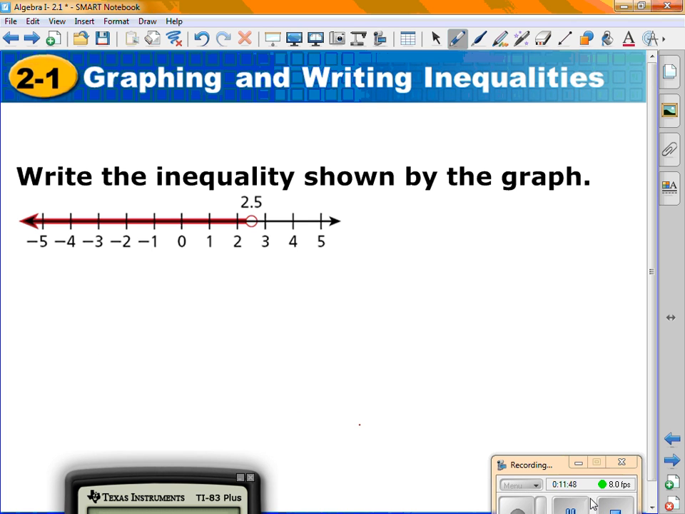Do this one real quick. What's my number I start at? 2.5. Am I greater than or less than? Less than. Is it equal to? No. It goes to the left, so that's why it's less than. And now I just pick a variable. I turned it around. And there you go. T is less than 2.5.